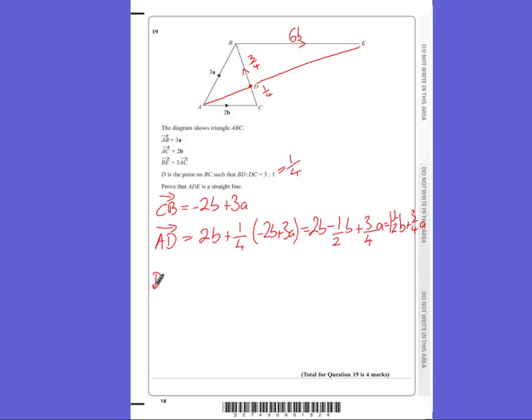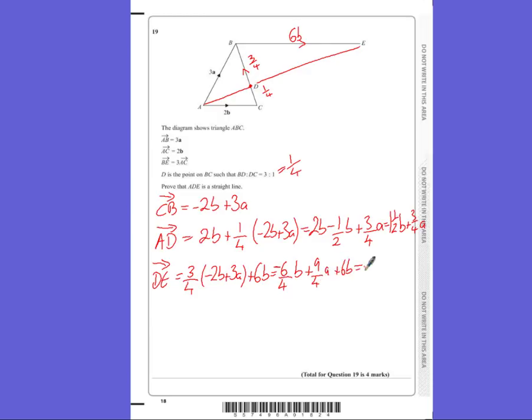I now need to work out DE. So to get from D to E, I'm going to go up here, which is 3/4 of CB, and add on 6B. So it's going to be 3/4 of CB, which was minus 2Bs plus 3As, and then I'm going to add on to that 6Bs. And again, simplifying that out fully, 3/4 of 2 would be 6/4, but it'd be minus 6/4. So it'd be minus 6/4 B, and 3/4 of 3As would be 9/4. So we're going to add on 9/4 of A, and then add on 6Bs.